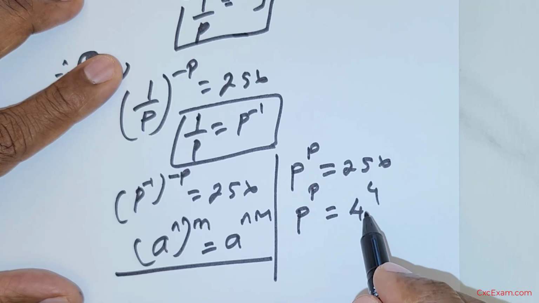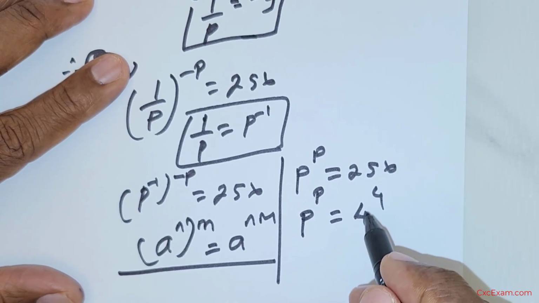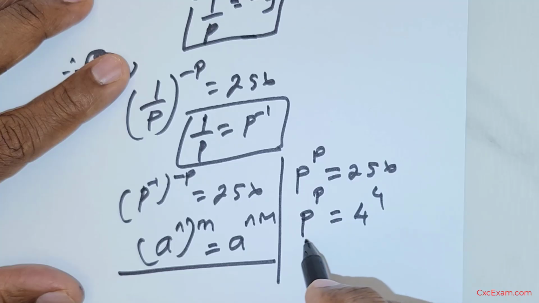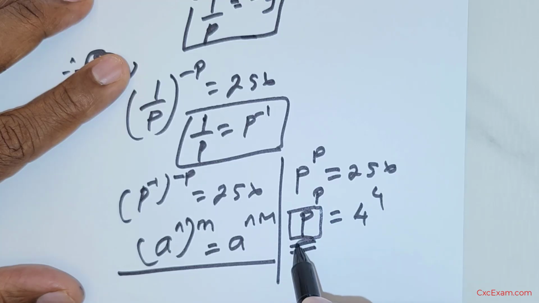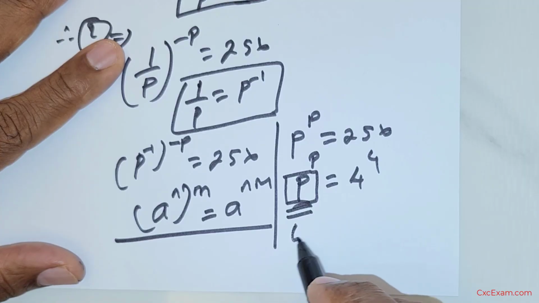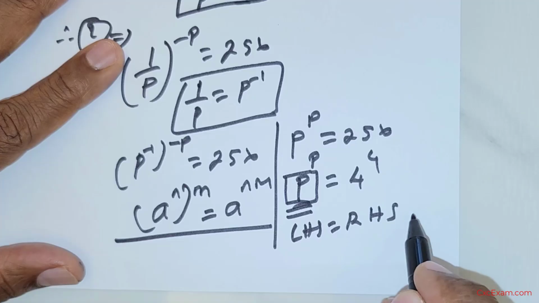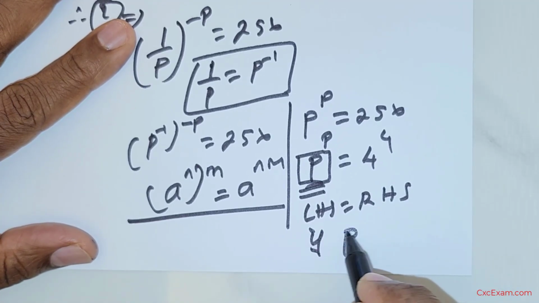Now why do I write it like this? Because I want the right hand side to feature in the same order with the same pattern that we see on the left hand side. Why do I do that? So that I would be in a position to make the following conclusion. Left hand side is equal to right hand side. This is only possible if p is equal to 4.